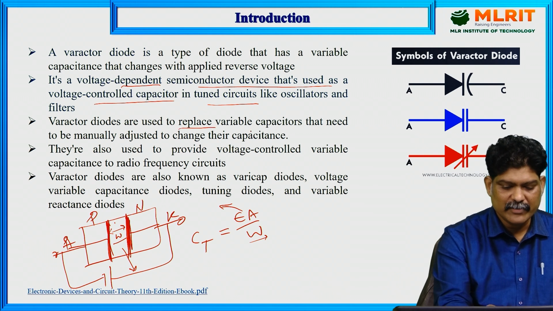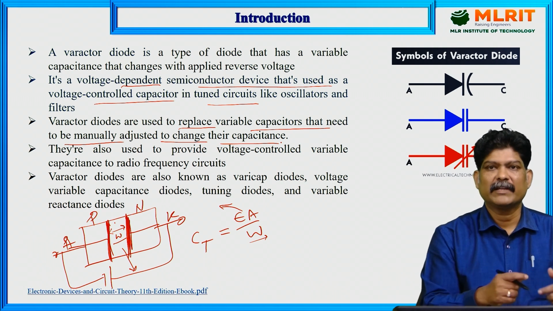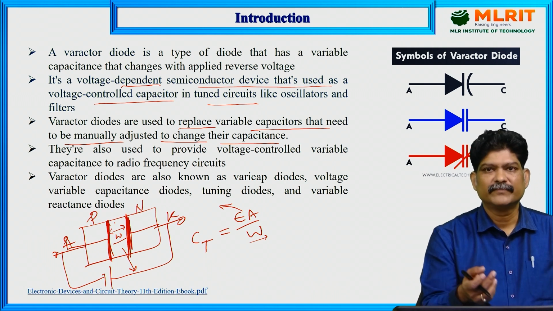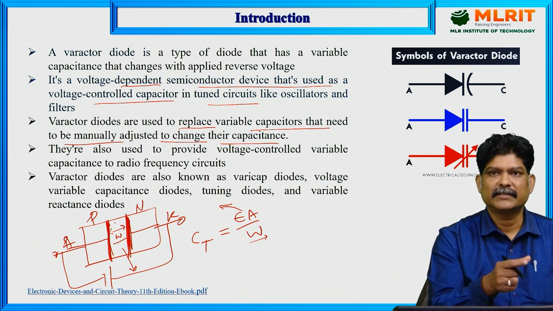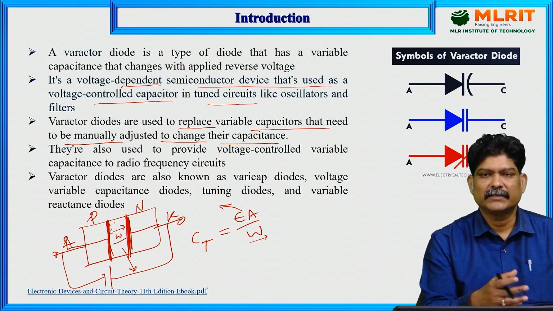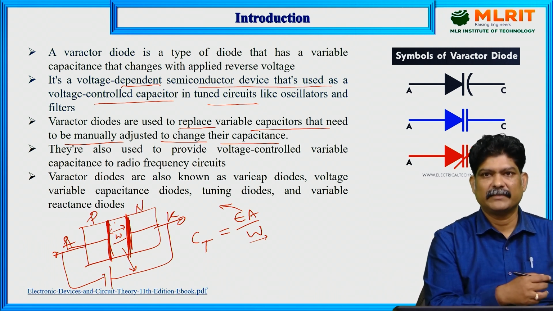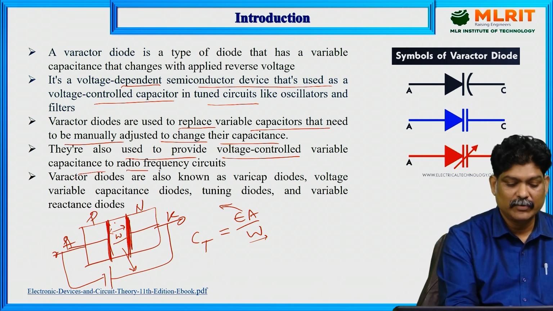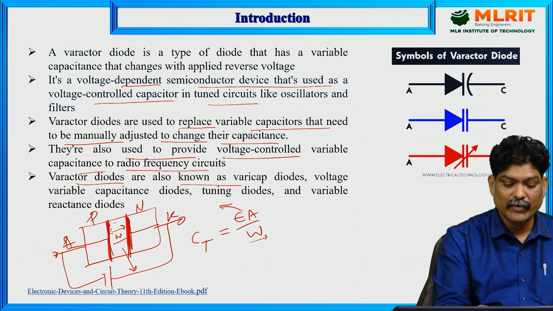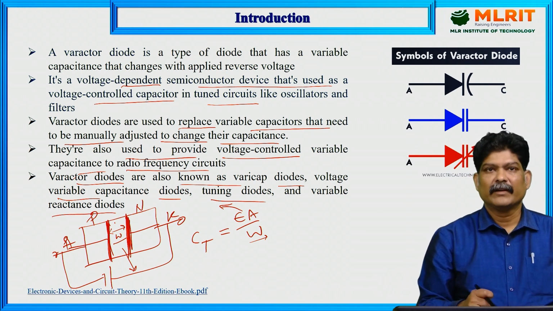Varactor diodes are used to replace variable capacitors that need to be manually adjusted to change their capacitance. In olden days, variable capacitors were used to vary the capacitance, and we had to adjust the capacitance manually, but these are replaced by Varactor diodes, which are variable capacitor diodes. They are also used to provide voltage controlled variable capacitance to radio frequency circuits. Varactor diodes are also known as varicap diodes, voltage variable capacitance diodes, tuning diodes, and variable reactance diodes. All these are different names for Varactor diodes.